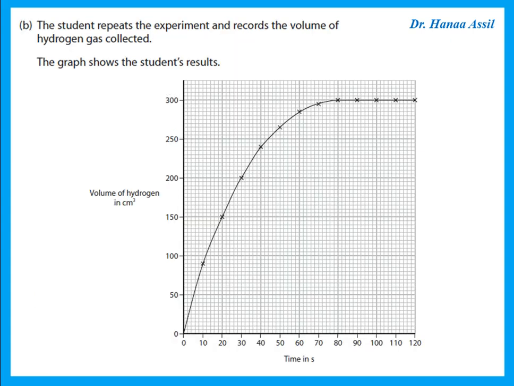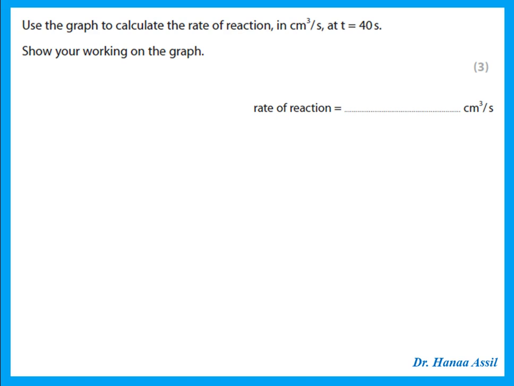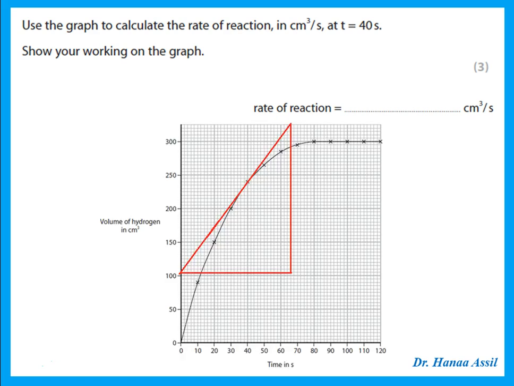Are we following? Okay. The student repeats the experiment, records the volume of hydrogen gas collected. So now he's doing something else. He's repeating the experiment and recording the volume of hydrogen. And this is the graph. He already gives you the graph. Now he's saying use the graph to calculate the rate at time 40.